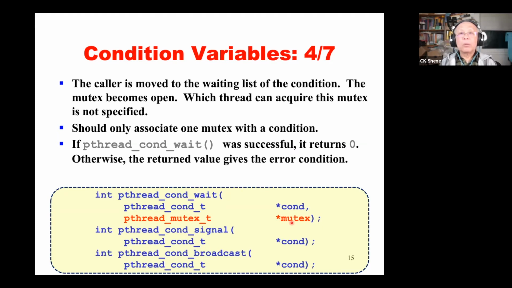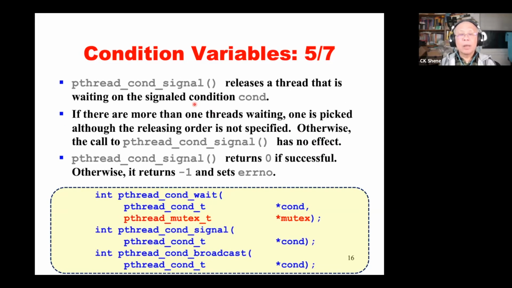The caller will be put into the waiting list of the condition. The lock is taken away from the owner. That is, the caller is no more, at least for this moment, the owner of the mutex. And then the mutex becomes open for anyone who executes a lock to use. Remind you, because the mutex is used to simulate the mutual exclusion boundary of a monitor, each condition should only be associated with one mutex.